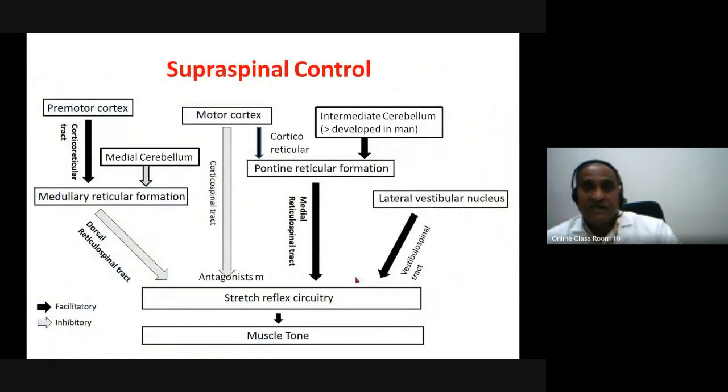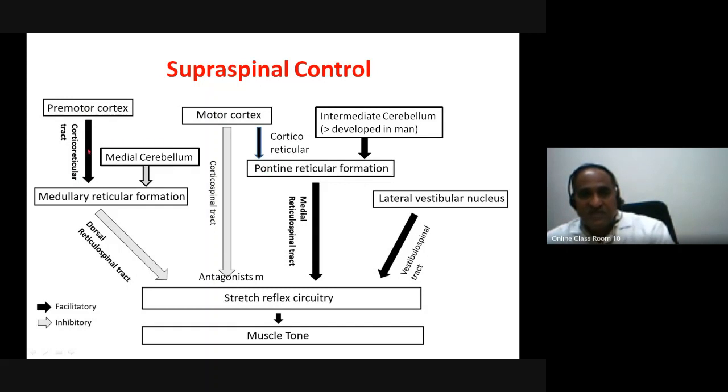Now, coming back to the supraspinal controls. I have put here various elements of the supraspinal level. The first element here is the antagonistic muscles at the spinal level itself. Then we have the medullary reticular formation and the pontine reticular formation. We have the vestibular nucleus, and we have the cerebellum here. We have the medial cerebellum, the premotor cortex, the motor cortex, and the cortico-reticular fibers.